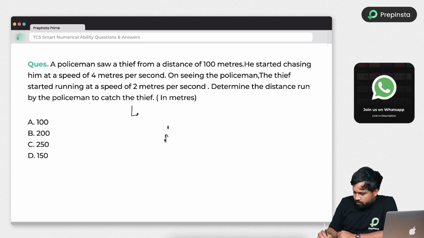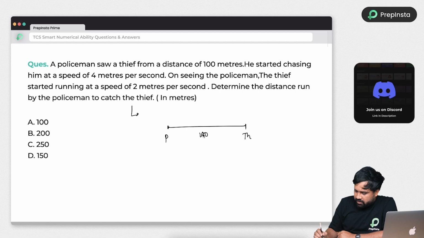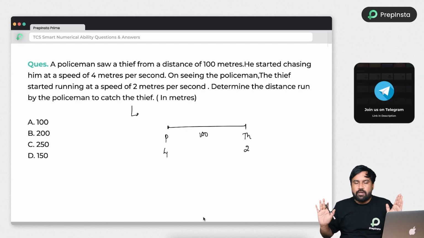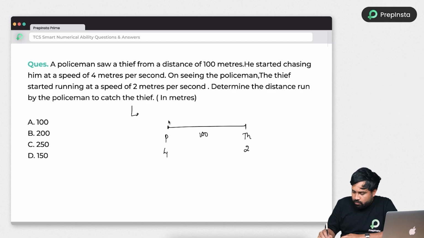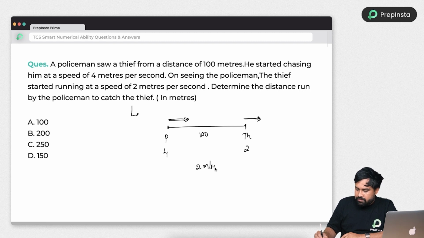For example, the policeman here, the thief is here. So 100 meters is the distance between them. The policeman speed is 4 meters per second, the thief is 2 meters per second. Simple approach, relative speed concept. What is the relative speed between them? Police is running towards the thief and thief is also running away from the police. Whenever two people are running in the same direction, relative speed is subtracted, right? So 4 and 2 difference is how much? 2 meters per second.